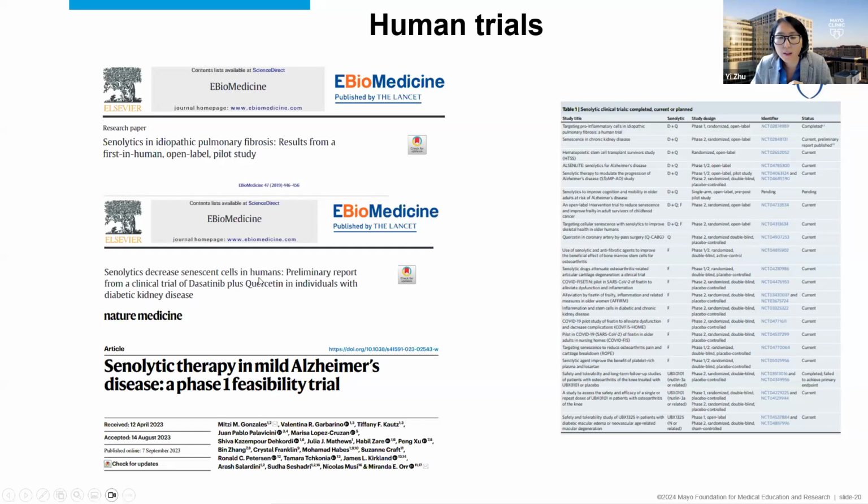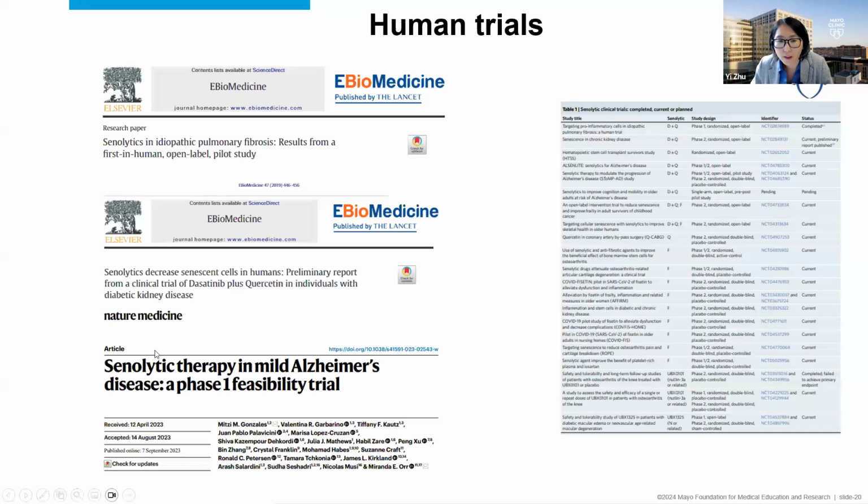And there is another human pilot trial that was reported in eBioMedicine as well. It was the first report that senolytics can decrease senescence markers in human tissues, in adipose tissue and in skin biopsies. This first study reporting that senolytics decrease senescence markers in humans was also published from my mentor's group, Dr. Kirkland's group at Mayo Clinic.